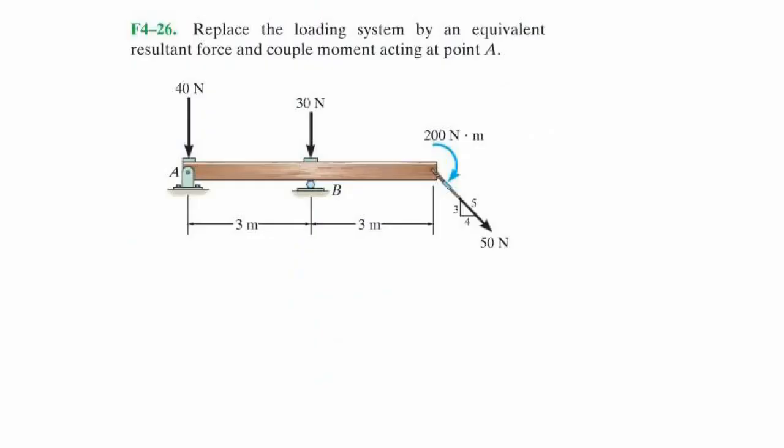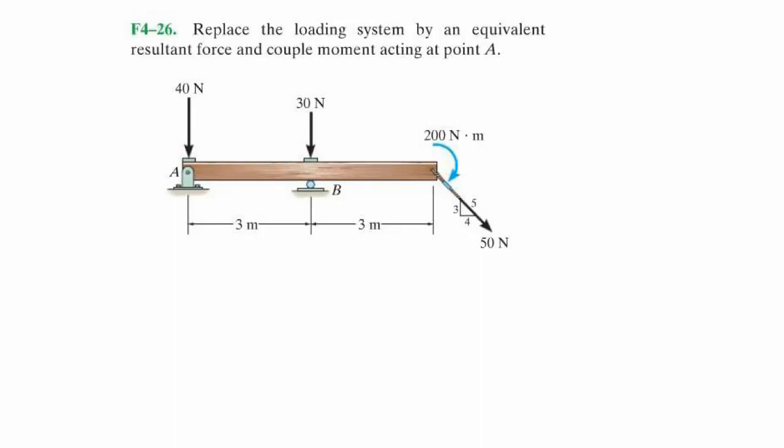Well, let's look at this one then. This has a system here. We've got several forces. I have a 40 Newton force being applied, 30 Newton of force being applied, a 50 Newton at an angle, and this is a couple that we'll be applying to the beam as well. And we want to replace this loading system with an equivalent force couple system acting at A.